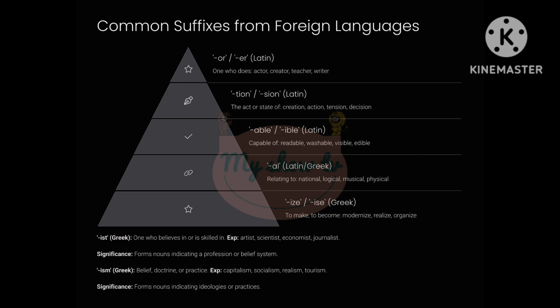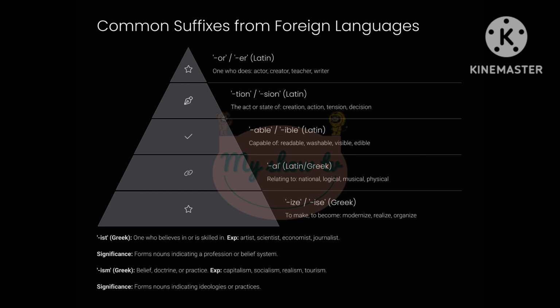Examples: act plus -or equals actor, one who acts. Create plus -or equals creator, one who creates. Teach plus -a equals teacher, one who teaches. Write plus -a equals writer, one who writes.